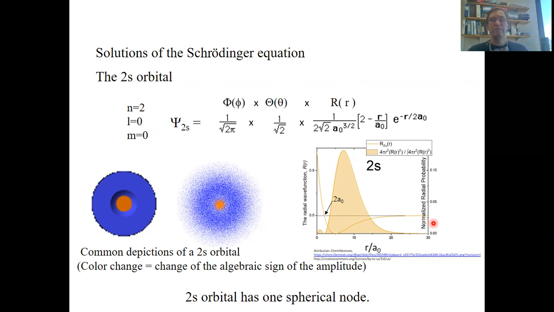Now what about the radial probability function? In order to get the radial probability function, we must multiply the square of the wave function with the surface of a sphere, 4 pi r squared.